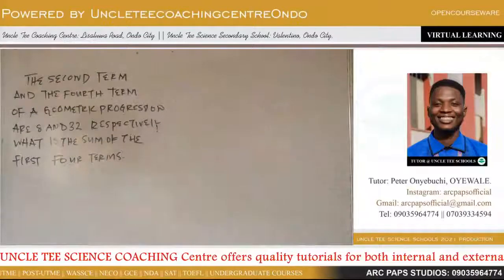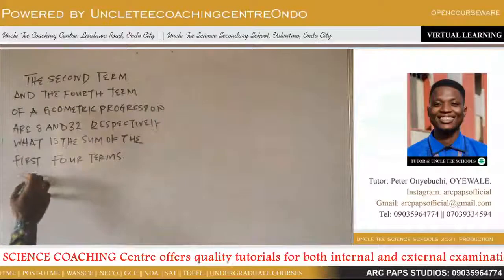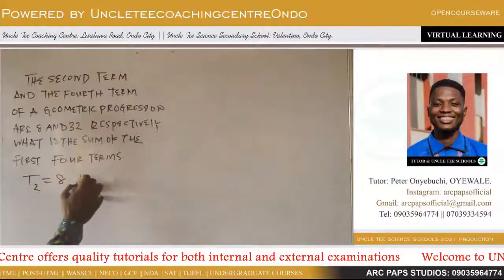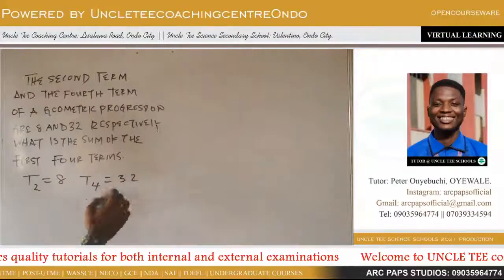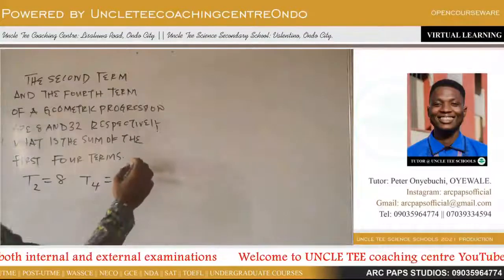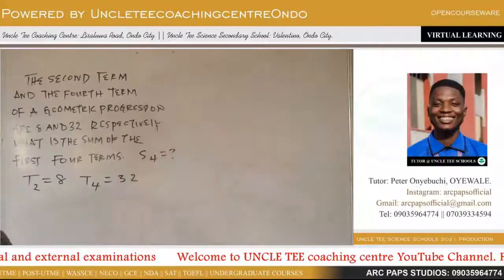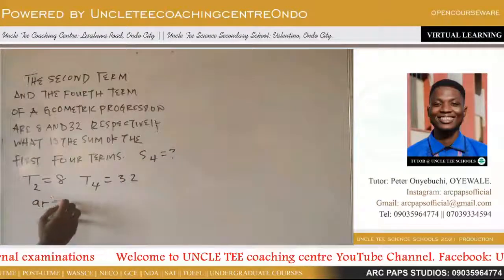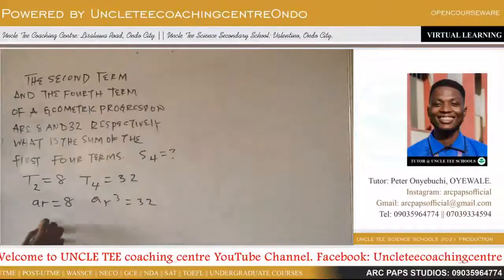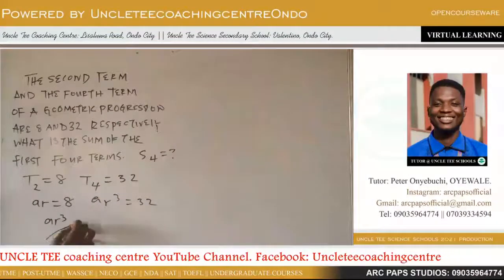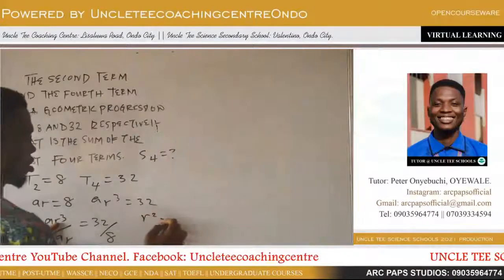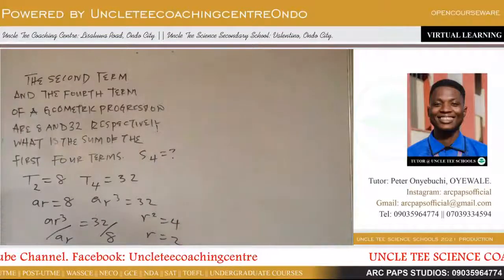Now, the second term and the fourth term of the GP are 8 and 32 respectively, find the sum of the first 4 terms. Now, T2 is equal to 8 and our T4 is equal to 32. It's a geometric progression, and we are looking for our sum of the first 4 terms. It means AR is equal to 8 and AR raised to power 3 is equal to 32. So AR cubed divided by AR is equal to 32 divided by 8. R squared is equal to 4, our R is 2.